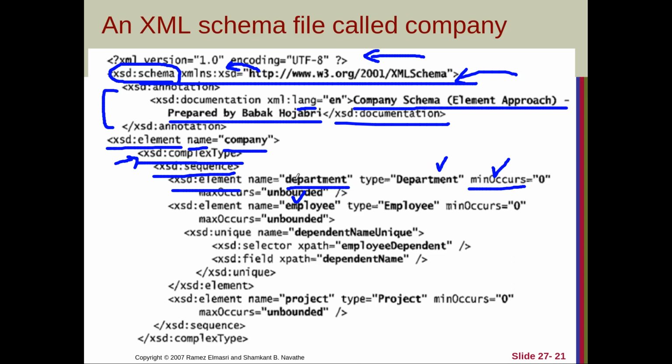Now under company we are having department, then we are having xsd:element name equal to employee. Now we are having the second element, employee, under company. Its type is employee type, and minimum occurrence is 0 and maximum occurrence is unbounded, similar to the previous one. So under company we are having a department and an employee element.